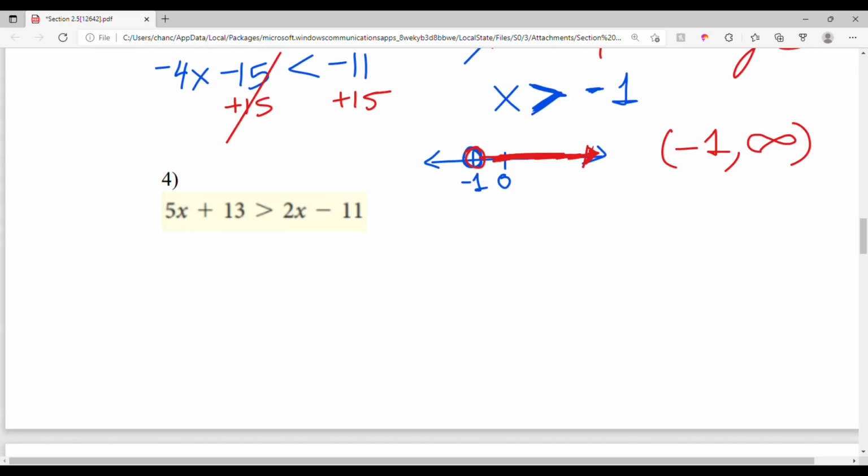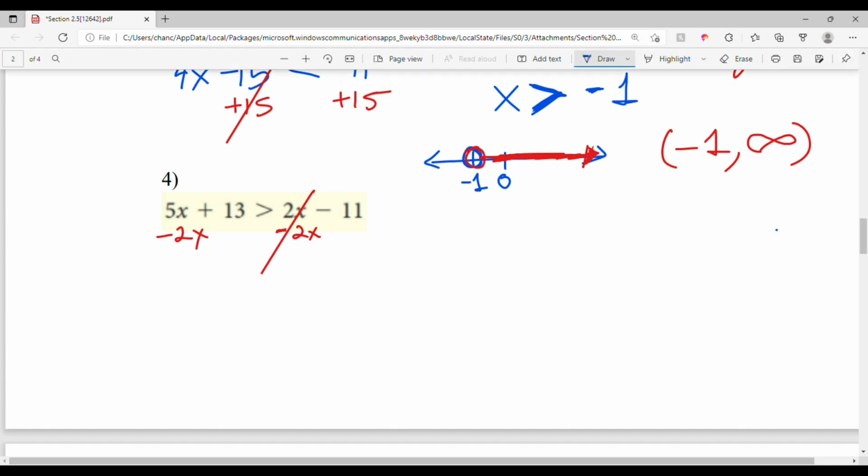Question 4. I'll start by moving that x to the left side, just so we can use that direction of the inequality to help us graph. 5x minus 2x is 3x, plus 13 is now greater than negative 11. Let's subtract 13 from both sides. 3x is now greater than negative 24, and I can divide both sides by 3.